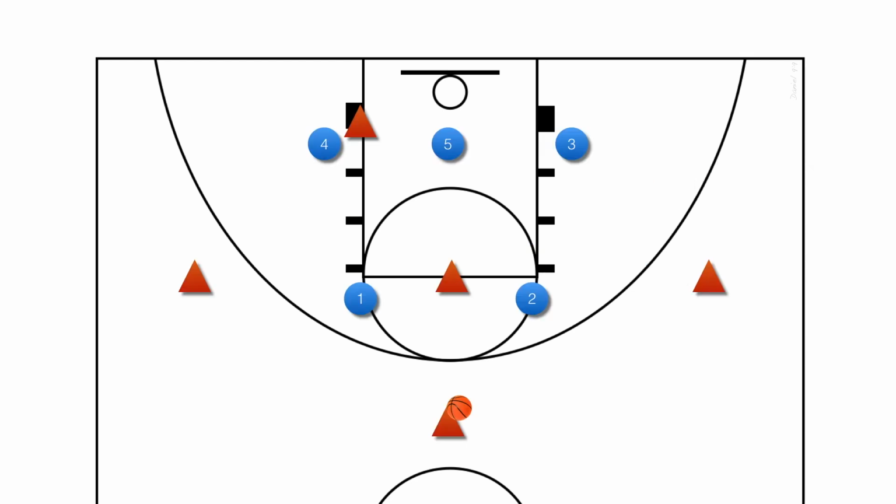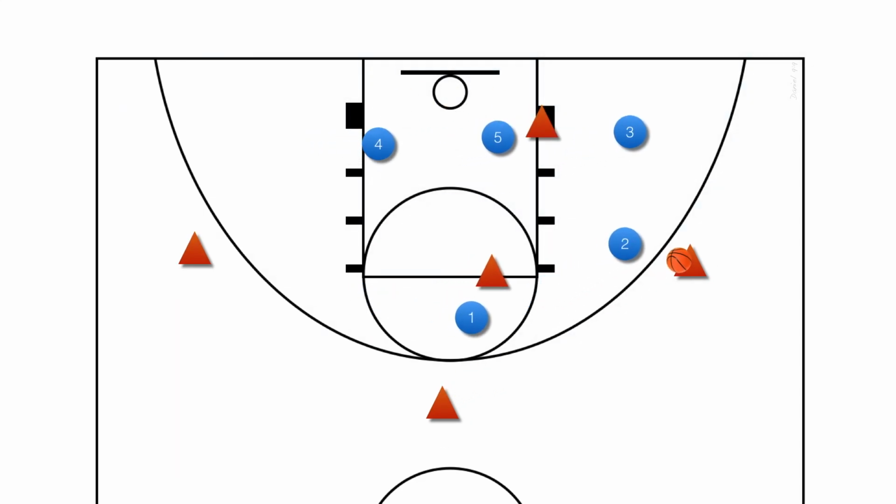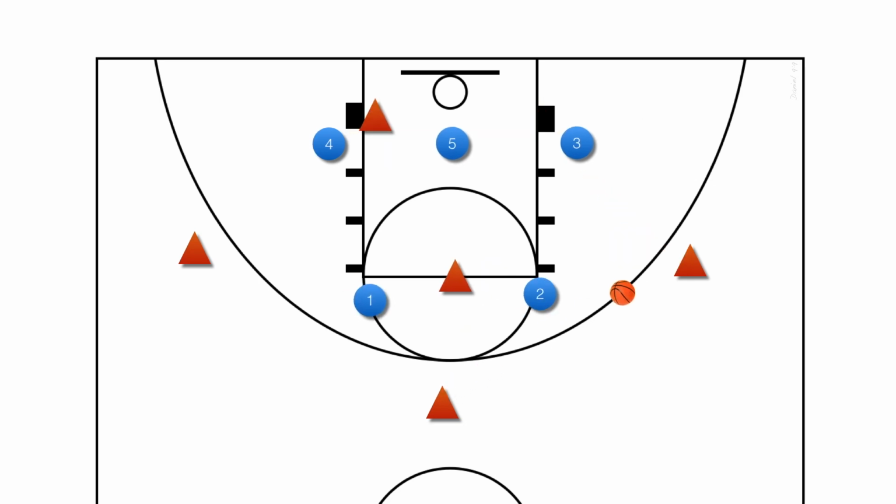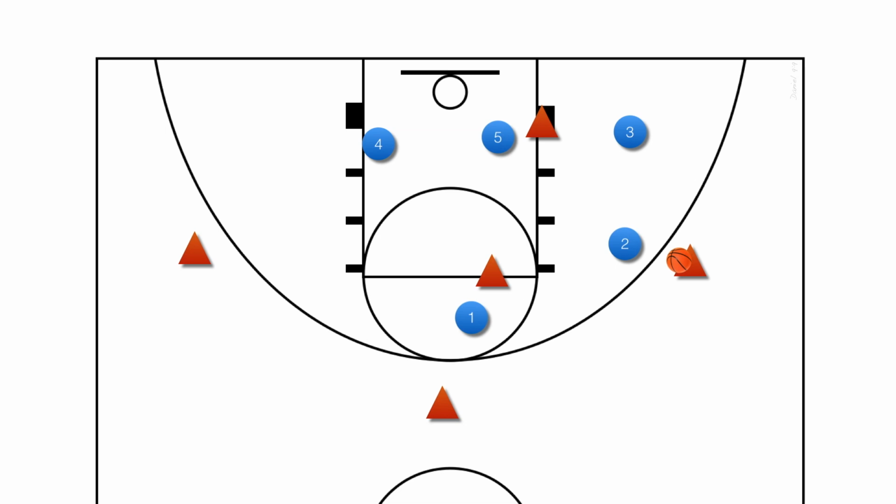Now let's go over how to trap when the ball enters the low post. First, let's go over the low post trap from a wing or corner entry pass. Here's our normal zone coverage. Our 2 defender has on-ball coverage, and player 3 is guarding his or her zone area.